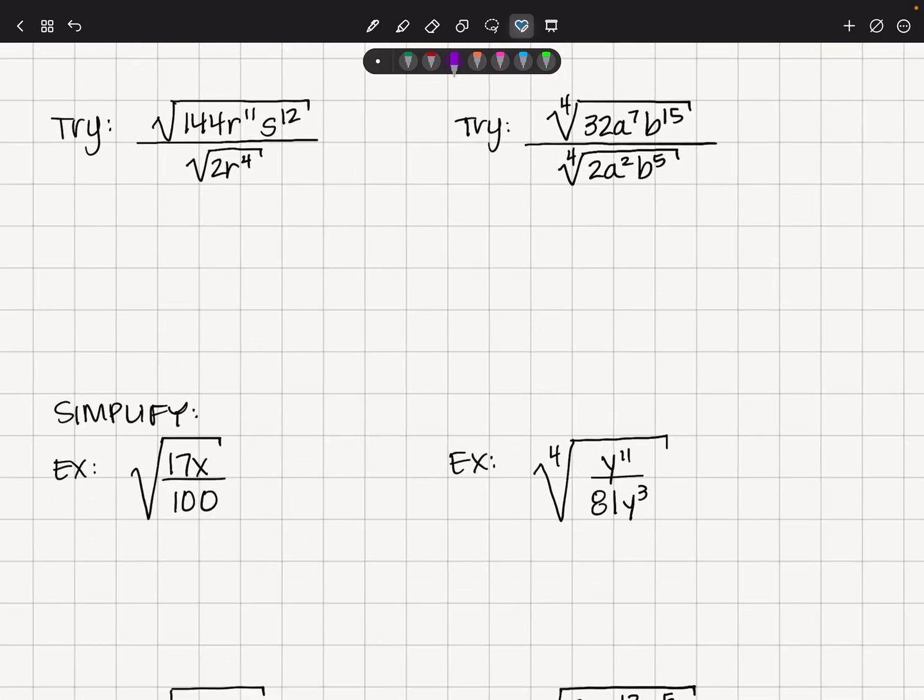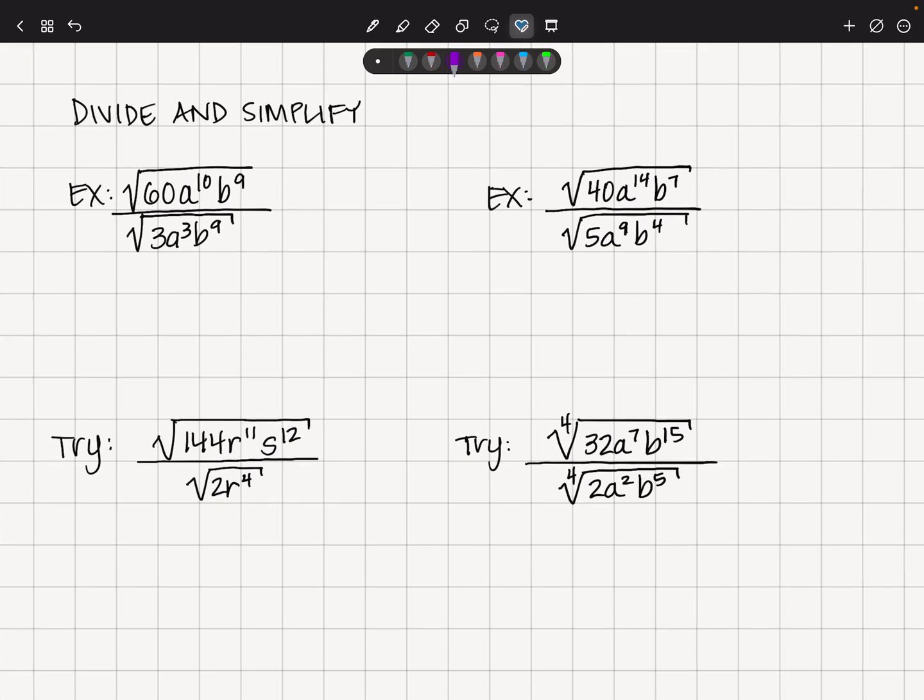Okay, we're going to keep going here until we get to the end of these 4 problems, and then we'll make a new video, or the next video. Now, when you read the directions, see what they say. It says divide and simplify. So this one is wanting you to divide first. So it's telling you what it wants you to do. So dividing 60 divided by 3, 40 divided by 5, 144 divided by 2, 32 divided by 2. It's giving you a little bit of a hint, and sometimes the directions are going to do that.